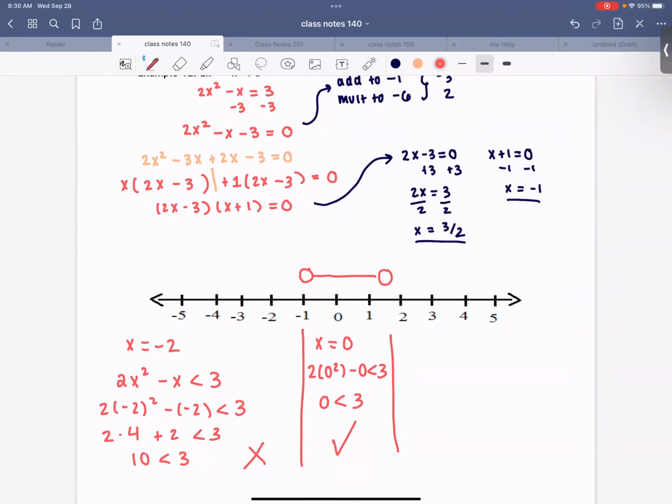Okay, and I know all my examples look the same. I honestly did not mean for it to happen like that, but let's keep going.